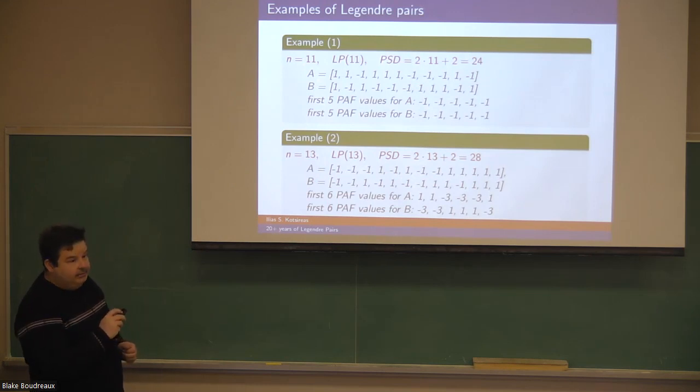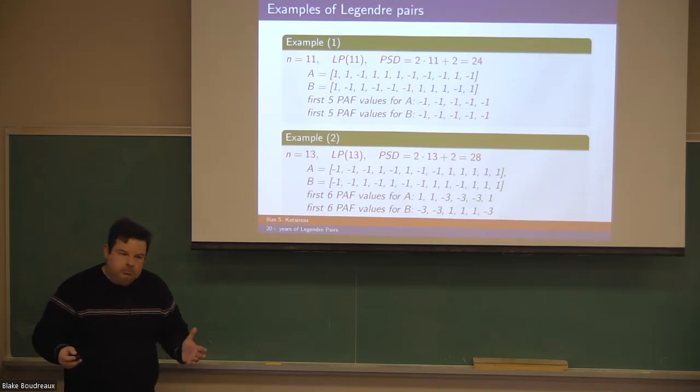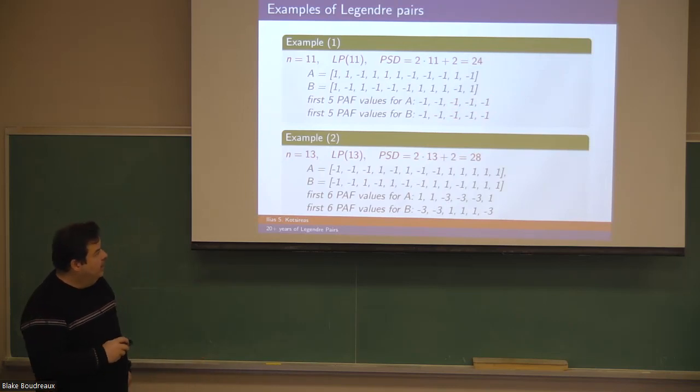N = 11. A and B are these 11 plus and minus ones for A and for B. They sum to 1 for A and for B. The PSD constant is 2 times 11 + 2, 24. The first 5 PAF values are all -1 for A, and for B -1. If you add them up vertically, you get the -2. Simple enough.